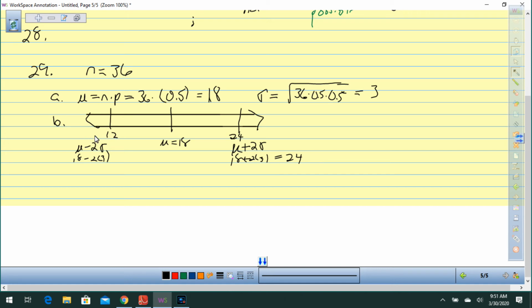Okay. So this area here is not significant. And this over here is significantly low. And this over here is significantly high.